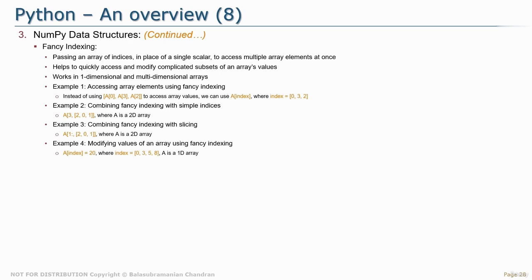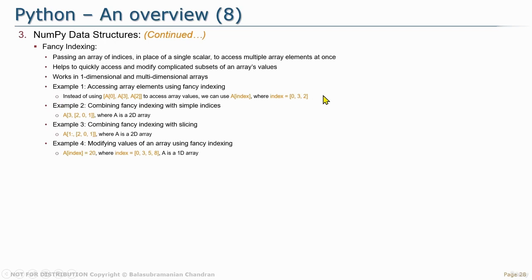Fancy indexing: passing an array of indices in place of a single scalar to access multiple array elements at once. It helps to quickly access and modify complicated subsets of an array's values. It works in one-dimensional and multi-dimensional arrays. Example 1. Accessing array elements using fancy indexing like this.